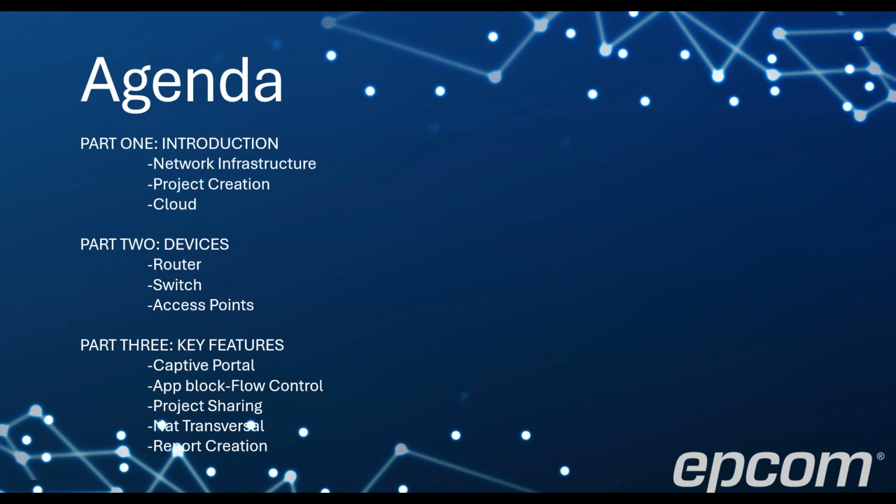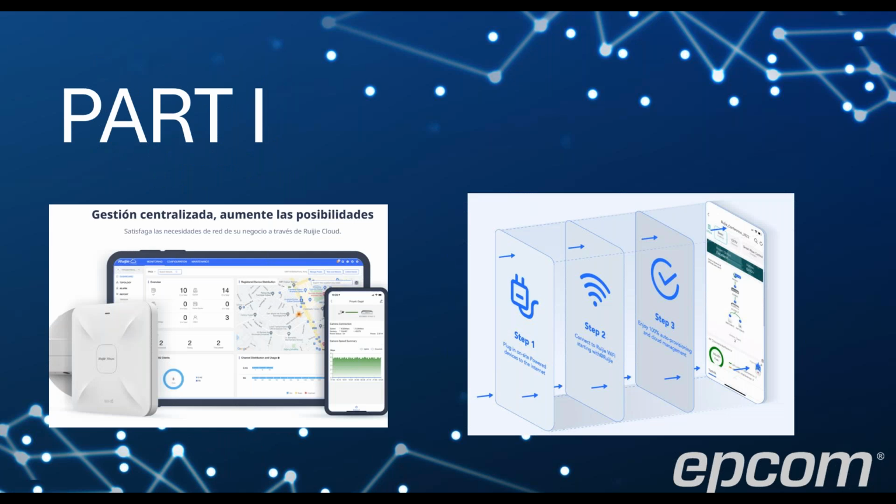Then we move forward to part number two, where we explain everything related to the devices: the router, the switch, the access point. Finally, part number three covers most of the key features the brand can offer today: the captive portal, how we can block some applications, the flow, how we share projects, how we achieve something that we call not transversal, and the report creation. So let's start first with part number one.